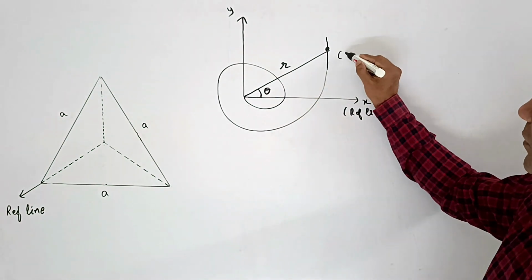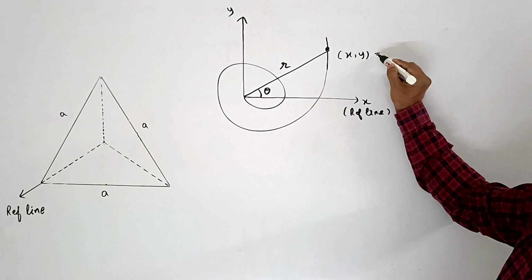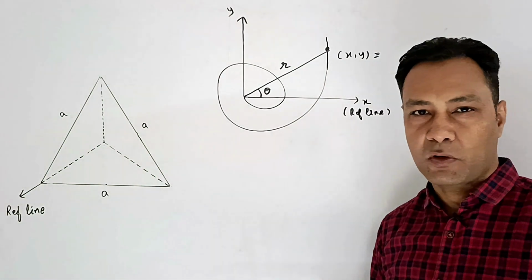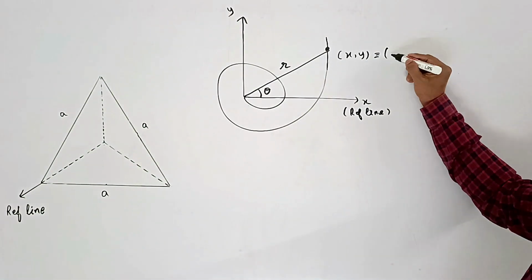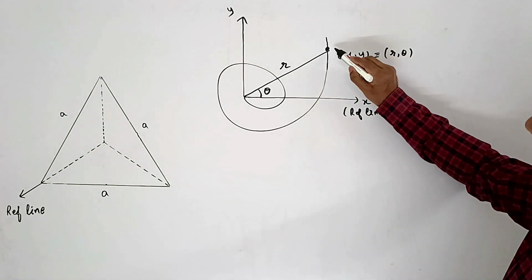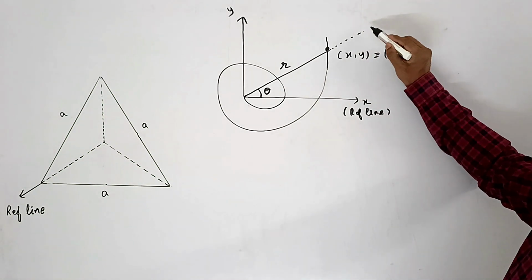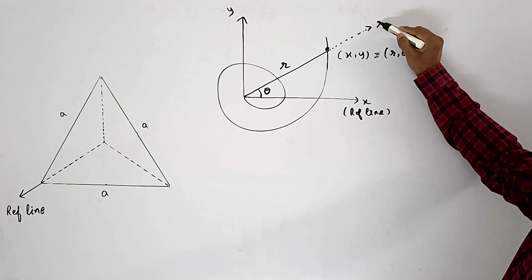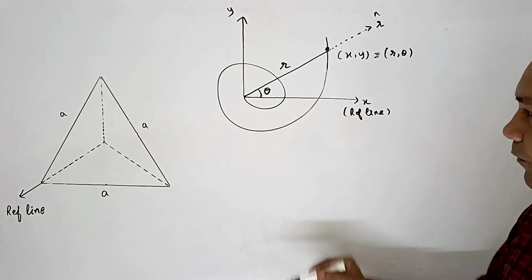In polar coordinates the point is (r, theta), and in Cartesian coordinates it is (x, y); the same thing I'm writing in polar coordinates. So this is the increasing direction of r, and we can put a unit vector in the direction of r as r cap.